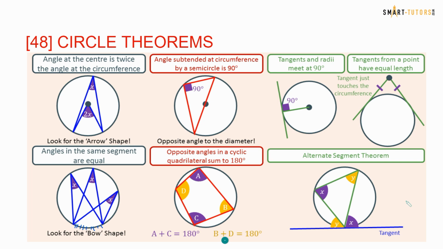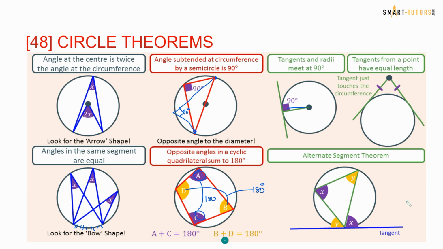Angle subtended at the circumference by a semicircle is 90 degrees. So from here, any angle you draw from the two points, the diameter points, becomes 90 degrees. Semicircle angle is 90 degrees. Opposite angles in a cyclic quadrilateral add up to 180. So the opposite angles A and C add up together to 180, and B and D add up together to 180. Tangents and radii meet at 90 degrees. So the radius is this one, the tangent is this one, and it is 90 degrees.